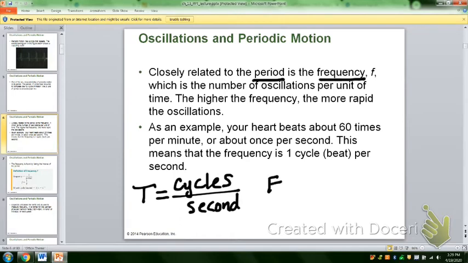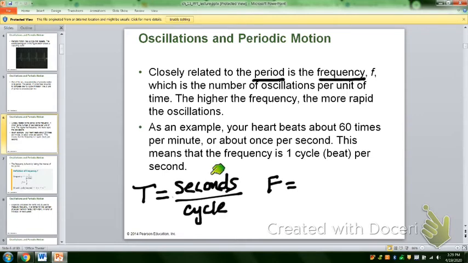I just did that backwards. If you go back to that last slide, you'll see it was number of seconds. Period was seconds per cycle. Right? We talked about the yo-yo. If it took 4 seconds for it to make 1 cycle, then its period would be 4. Frequency is the reverse of that. It's the number of cycles there are in 1 second. So it's just the reciprocal.